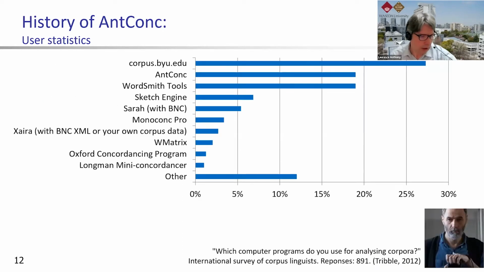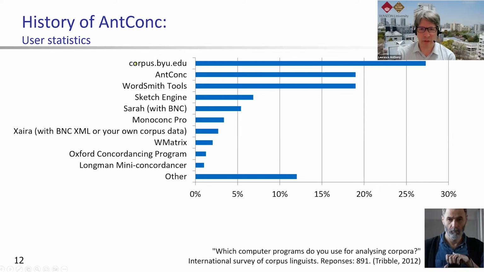Okay, in Václav's presentation of LancsBox, he didn't talk much about how many people are using the tools, but I thought this would be interesting in the case of AntConc because it has been used for so long. So back in 2012, Chris Tribble did a survey of 891 corpus linguists and asked them which tool they use the most.